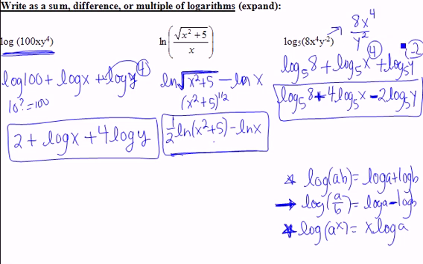Either way, if you didn't know that, you would have a negative here because of the negative power. It becomes a minus as the multiplier. So if you knew that, great. If you didn't, it worked out just the same.